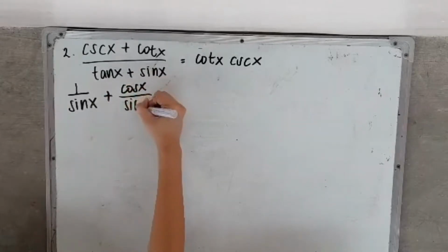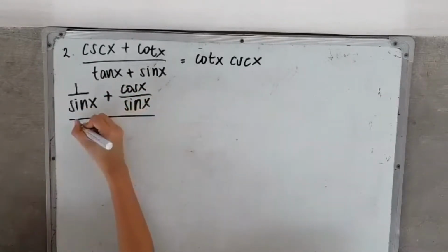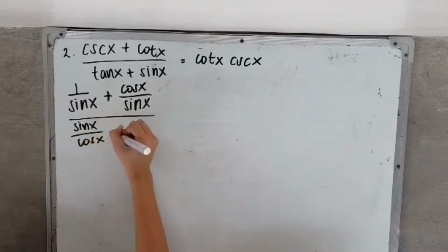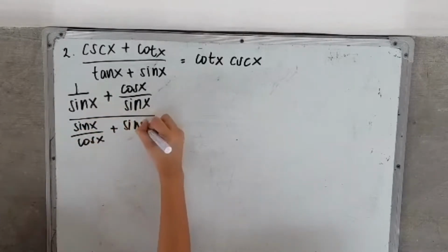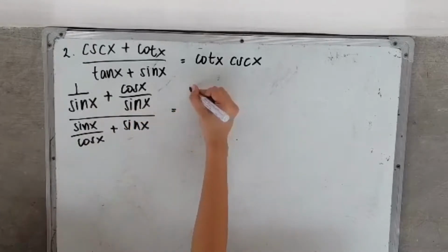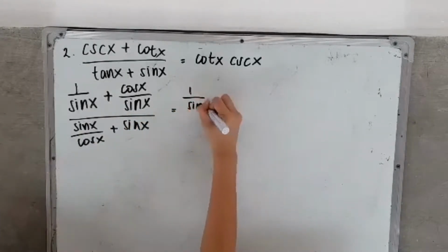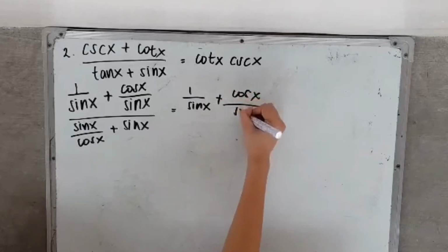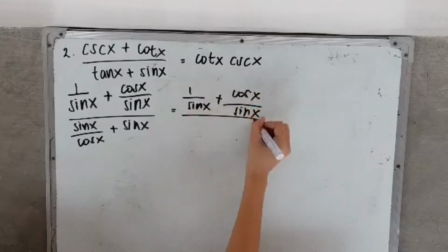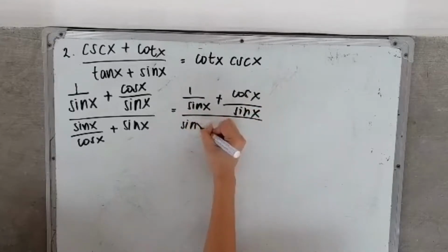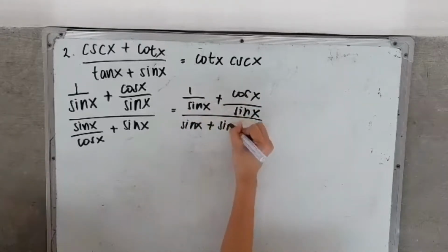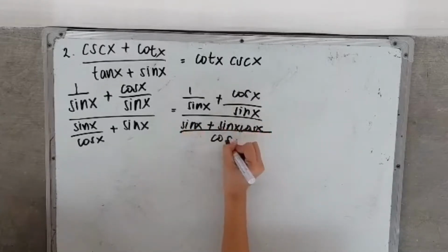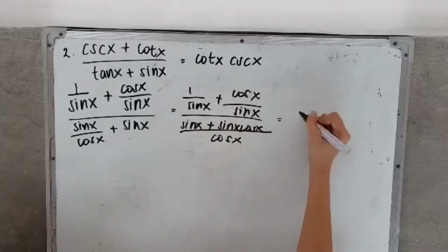In all equations, you have to choose the more complex side because it will be efficient. And so in problem number 2, we will choose the left-hand side of the equation. Using the reciprocal identity, in cosecant x, we will get 1 over sin x. And in cotangent x and tangent x, we will use the ratio identity. Cotangent x is cosine x over sin x, and tangent x is sin x over cosine x.